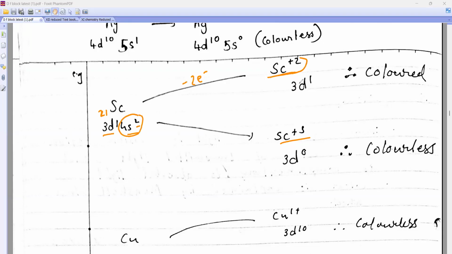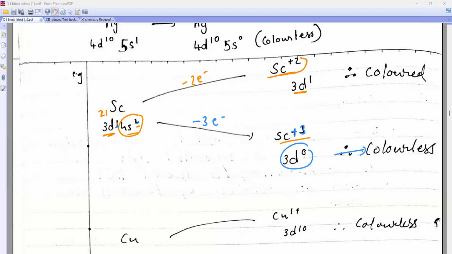2, na? So what am I getting? 3d1, I'm getting here or not? Yes, so d1 comes, so will it be colored or colorless? Colored. Now suppose in the exam I give you scandium 3+ and ask whether this is colored or colorless. For scandium, how many electrons will it lose? 3. So 2 from here and 1 from here. So d0 comes, so colorless.